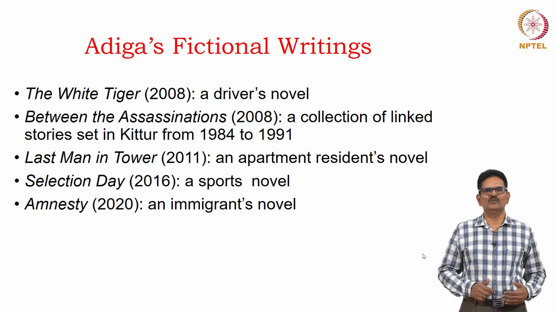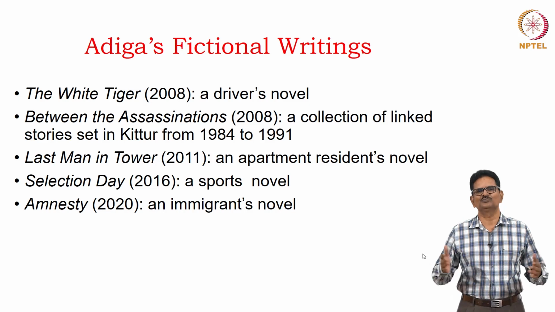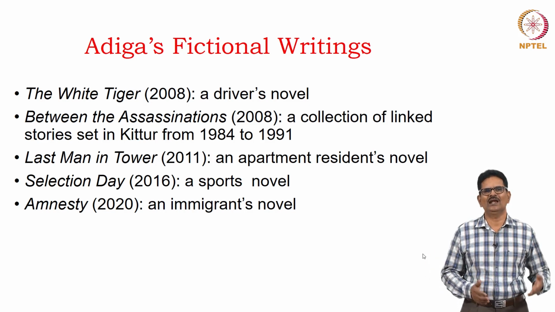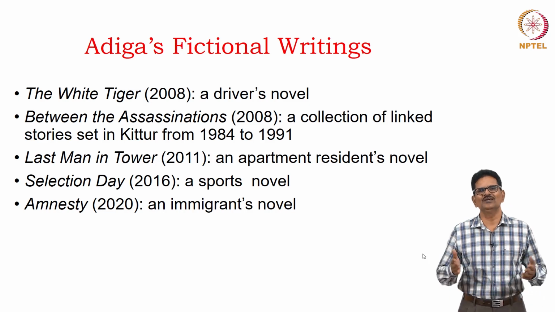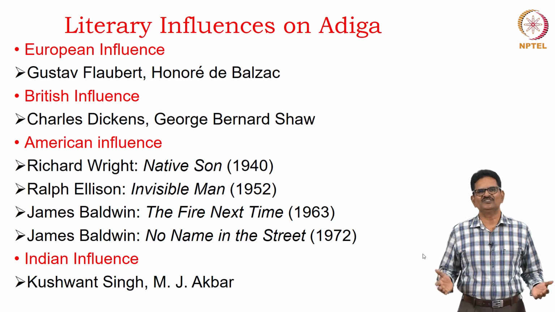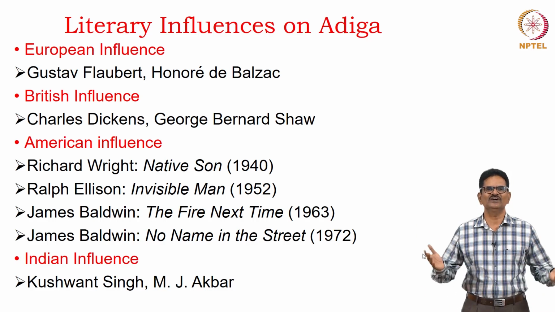His next novel is Selection Day, which is called a sports novel as it deals with cricket. Next we have a recent novel, Amnesty, which is about an immigrant, so it is called an immigrant's novel. Adiga was influenced by many great writers from different countries.